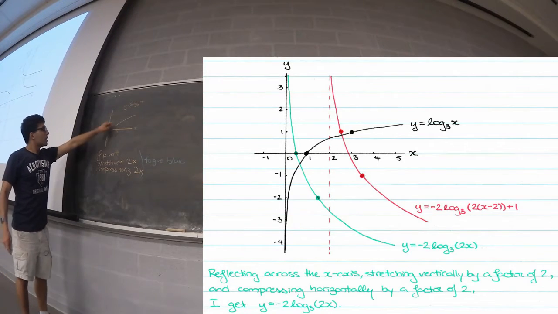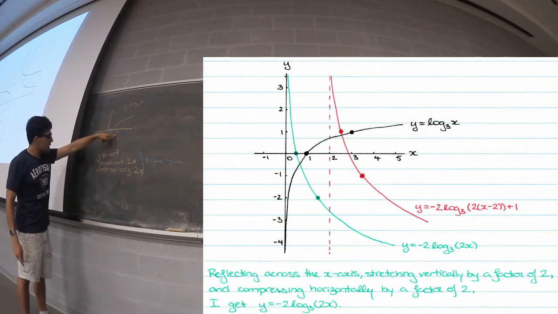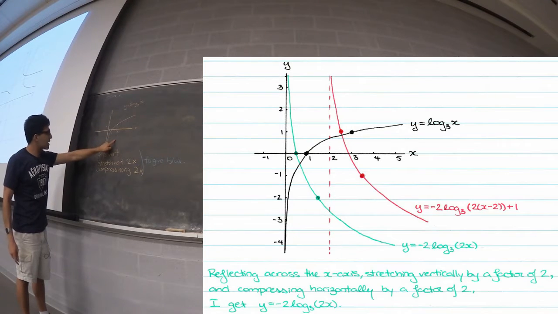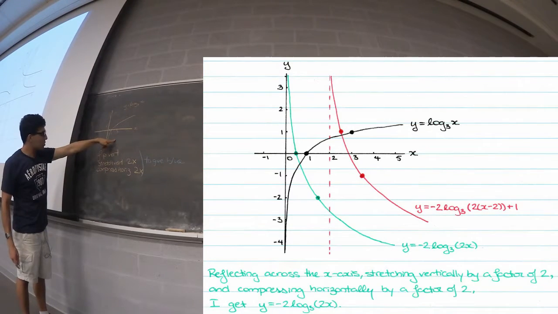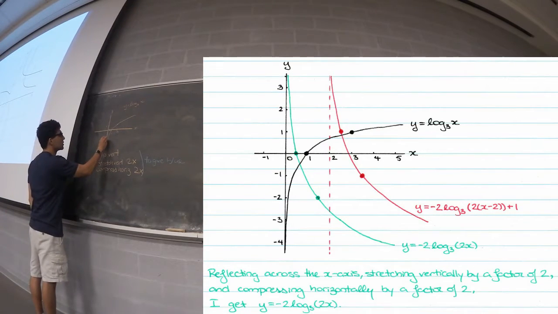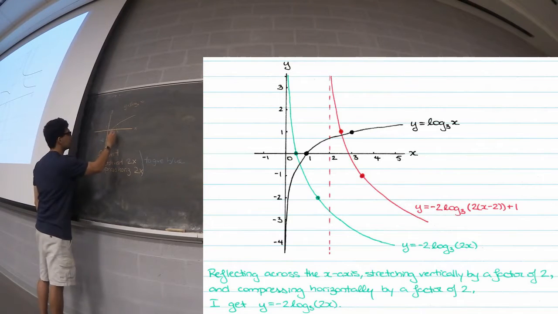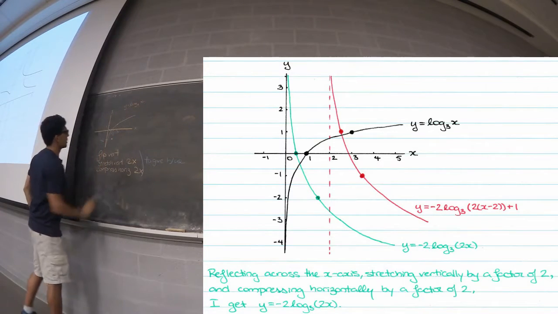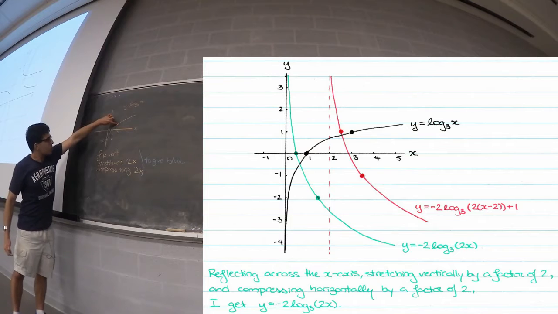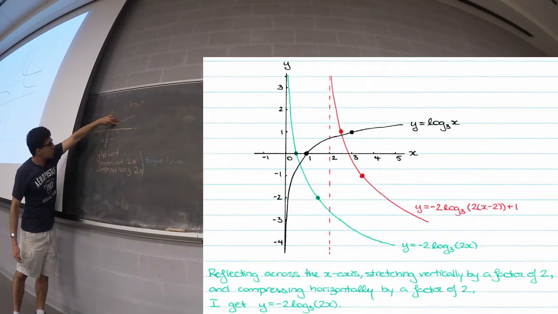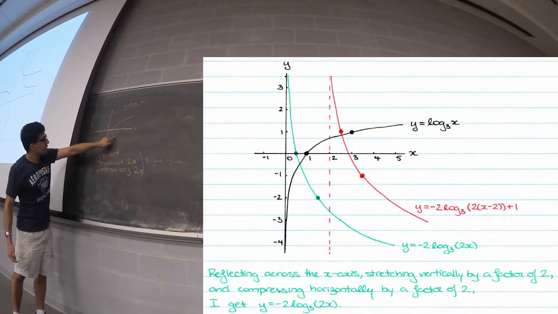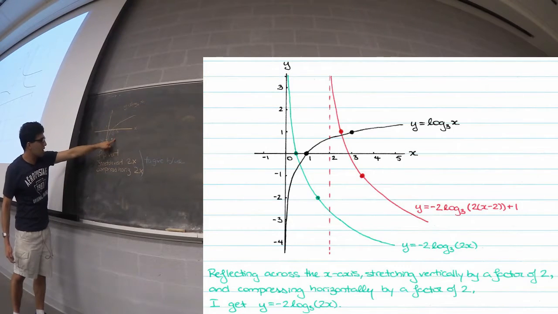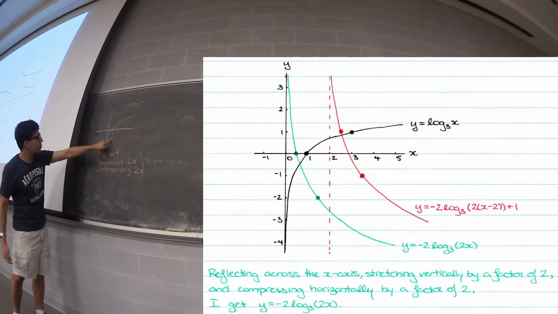This guy, flip it, it goes down here. Stretch it vertically by a factor of 2, so it goes to -2. Compress horizontally by a factor of 2, so it goes to 3/2 and -2. Once again, it's this point I'm talking about. Flip it first vertically to get here. Stretch it vertically by a factor of 2 to wind up here. Compress horizontally by a factor of 2 to wind up here.